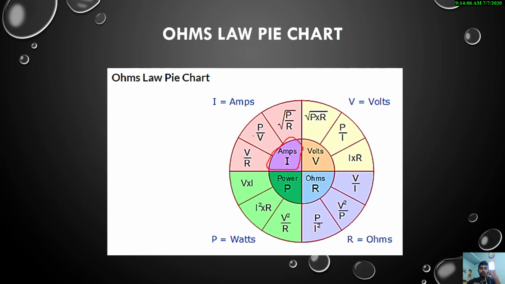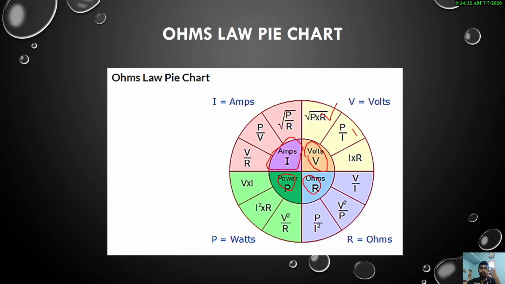And if the known values are power and voltage, we can use the formula I is equal to P divided by V. And if the known values are power and resistance, we can calculate the current by using this formula, root of P divided by R. Similarly, we can find the values for voltage, power and resistance using these formulas.